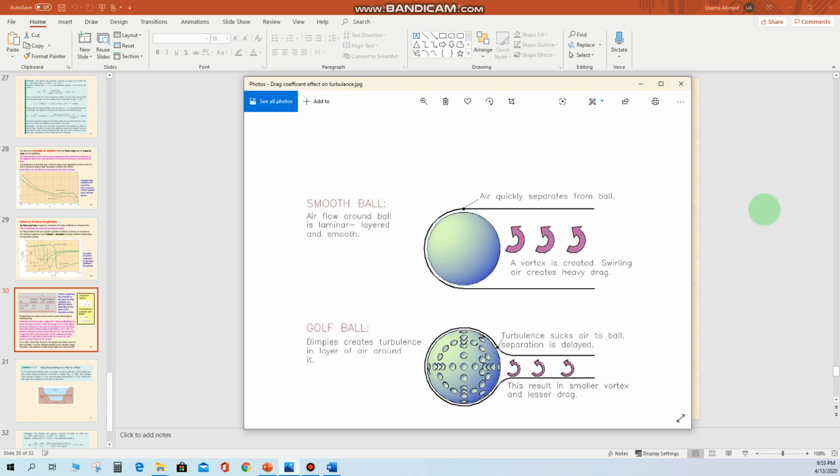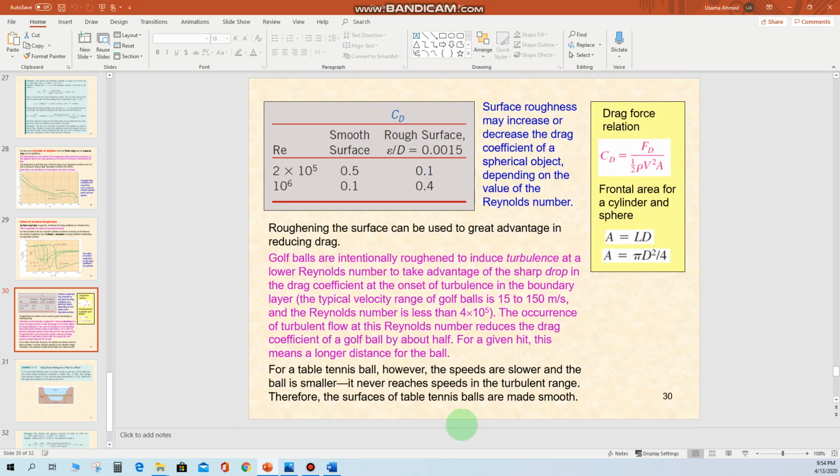Okay, so by achieving these characteristics, we can either induce the boundary layer separation quickly, or we can delay the boundary layer separation. For the golf ball, we want a longer distance, so we delay the boundary layer separation. For the table tennis ball, we don't want the ball to go off the table, so we induce the boundary layer separation quickly. These two things are opposite, but it depends on our requirement: either we need to increase or decrease the boundary layer separation.